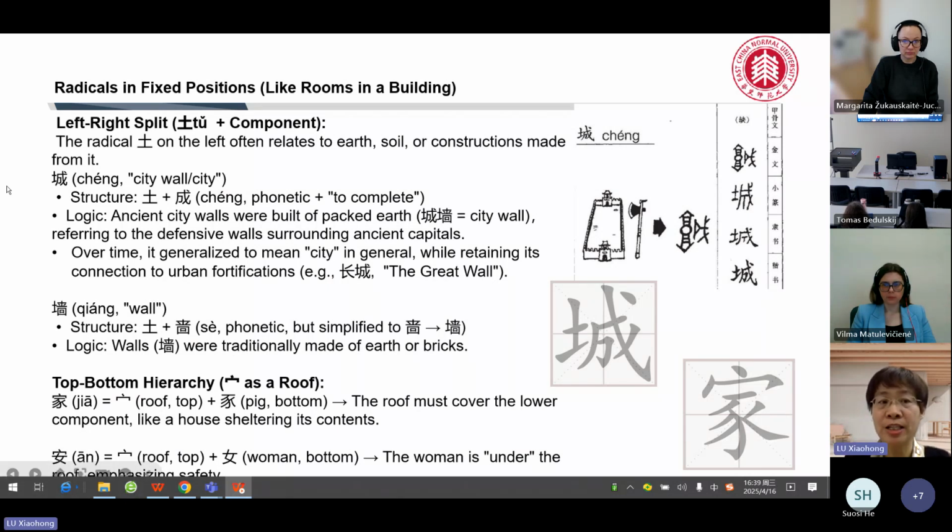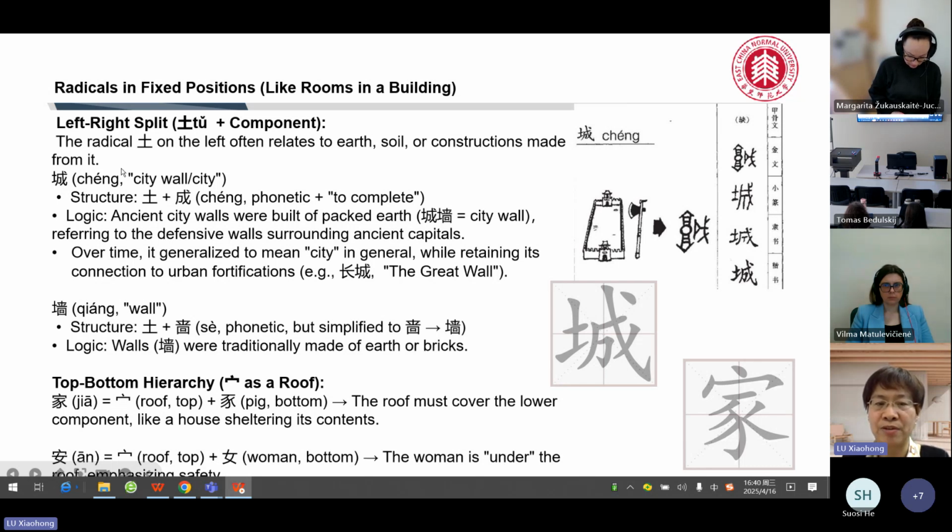Now, Chinese radicals are in their fixed positions, like rooms in a building. When you learn Chinese writing for the first time, you will often feel confused about how to start the first stroke, where to start, how to start. But if you know the structure of the Chinese character, you will find it easy to grasp.